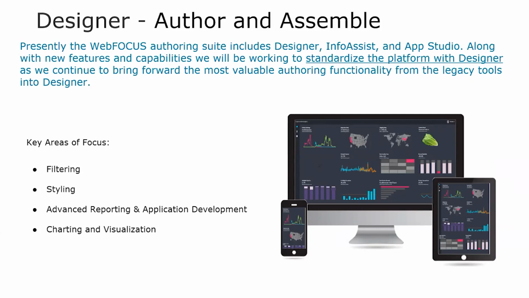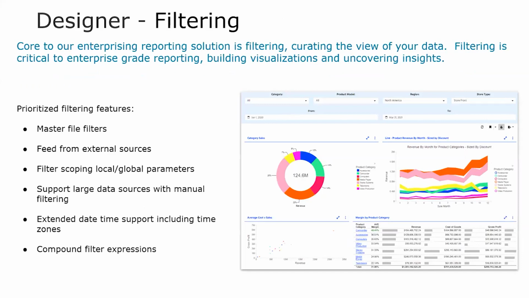As we continue to develop, we bring forward the most valuable authoring functionality from the legacy tools into Designer. And I want to say that there's new functionality that's available in Designer that hasn't even been in App Studio or InfoAssist. But when they bring over the functionality, you're going to see that it's being brought over in a modern way. So it's being improved, it's being more effective. And those are the things that make Designer very exciting. So the four key areas of focus, and we like that term, are those that you see here in the bullets, and I'm going to dive into each of those individually.